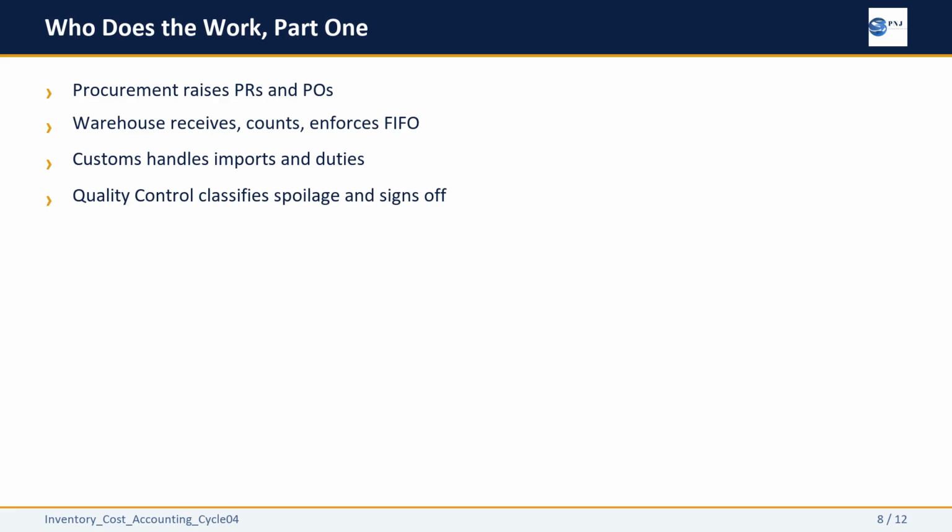A cycle is only as good as the people running it, so let's meet the departments. Procurement raises and approves requisitions and purchase orders and negotiates terms with suppliers. The warehouse receives and inspects goods, raises receipt notes, enforces first-in first-out rotation, or FIFO, and executes the physical counts. Customs and logistics manage import documentation, classify goods under the right codes, and pay the duties. Quality control inspects incoming and finished goods, and crucially classifies spoilage as normal or abnormal before signing off on completed production. Notice how each handoff is also a control point.